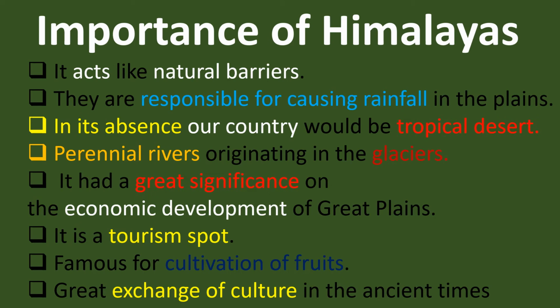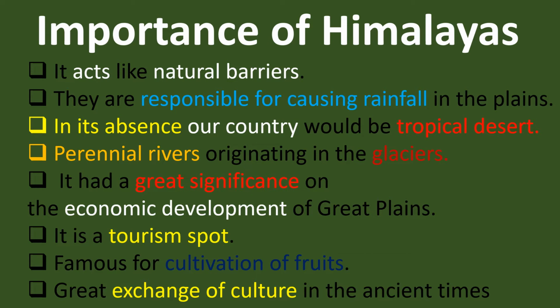The importance of the Himalayas. The Himalayan mountains act like barriers protecting the Great Plains of India from the cold winds of Central Asia during winter. And they are responsible for causing rainfall in the plains during the summer and ultimately for the monsoon type of climate in the country. Without this, India would have been a tropical desert.